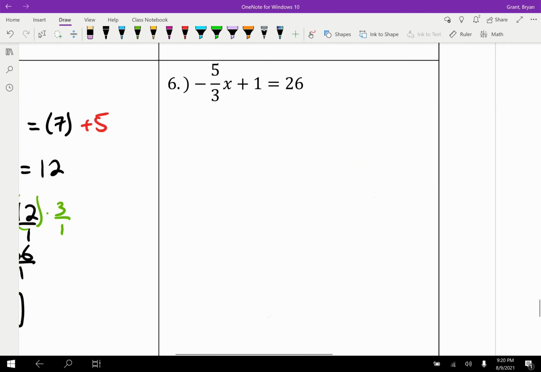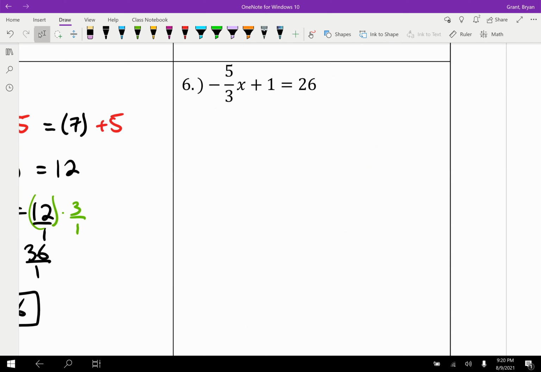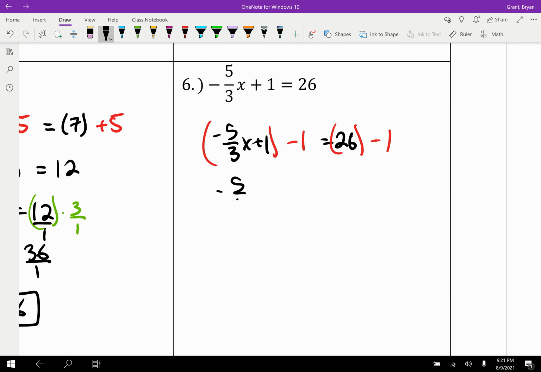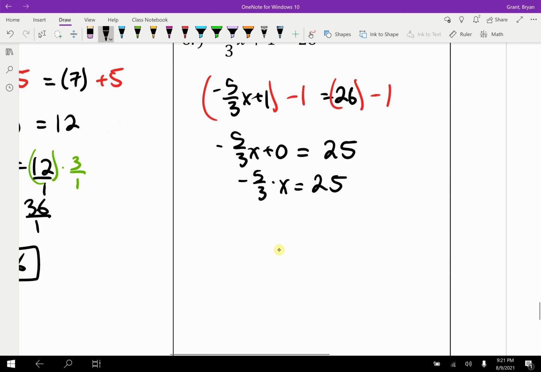Last one. Negative 5/3 x plus 1 equals 26. Well, similar idea. Negative 5/3 x plus 1, leaving a space, equals 26. We need to undo the adding 1 by subtracting 1. Leaves us with negative 5/3 x plus 0 equals 25. Or that's just negative 5/3 times x equals 25. From here, we need to undo the negative 5/3, and I'm not going to divide, even though you can. If you want to go that way, that's okay.